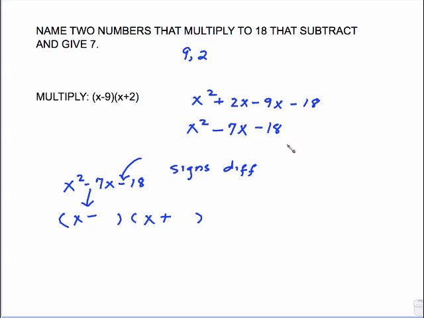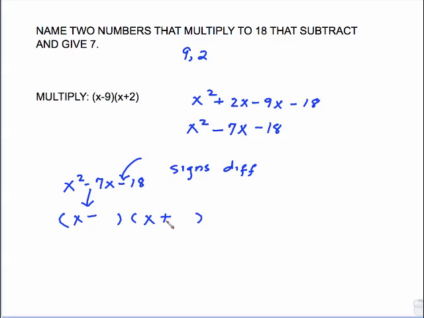Now let's think about the real math of it. Go back to the multiplying. Why did I get negative 18? Because I was doing a negative times a positive. The only way you get a negative at the end is if you are multiplying different signs. And this little configuration will work for us sign-wise. Now we have to come up with what multiplies to give us 18 that subtracts to give us 7. Why subtract? Well, because the signs are different.